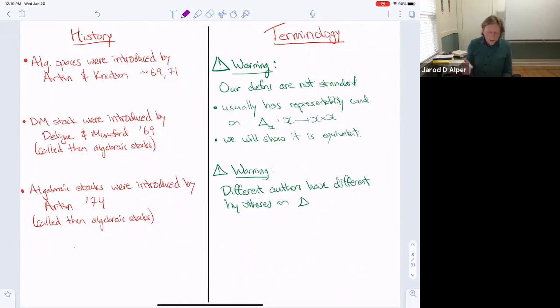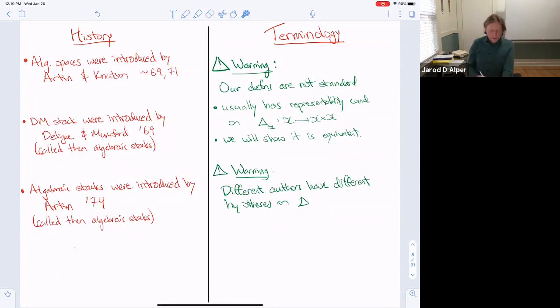So first some history. Algebraic spaces were introduced by Artin and Knutson in the late 60s, early 70s. There are some papers by Artin, and there's an entire book by Knutson on algebraic spaces. And then around the same time, Deligne-Mumford stacks were introduced by Deligne and Mumford, but they called them algebraic stacks. And then some years later, Michael Artin gave a more general definition and also called them algebraic stacks.